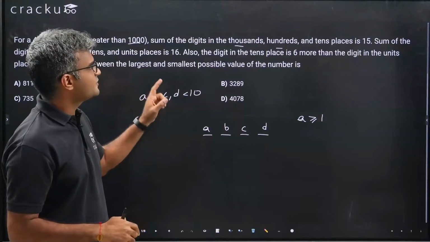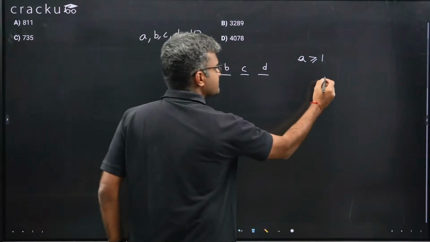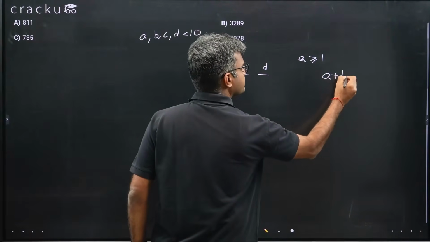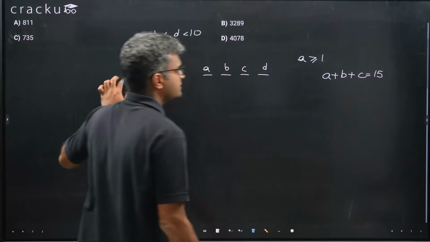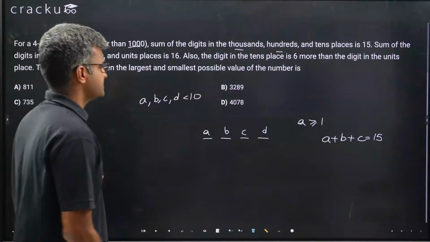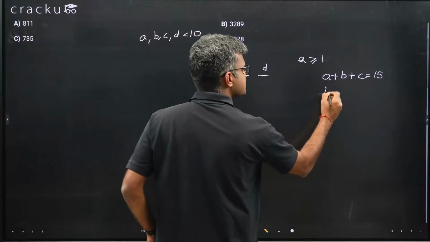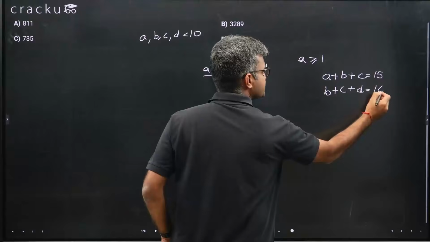We are told that the sum of the thousands, hundreds and tens places is 15. So A plus B plus C is equal to 15. We are also told that the sum of the hundreds, tens and units place is 16. So B plus C plus D is equal to 16.